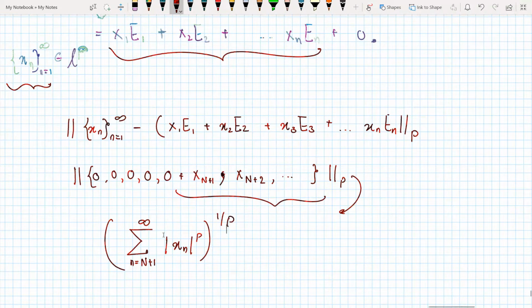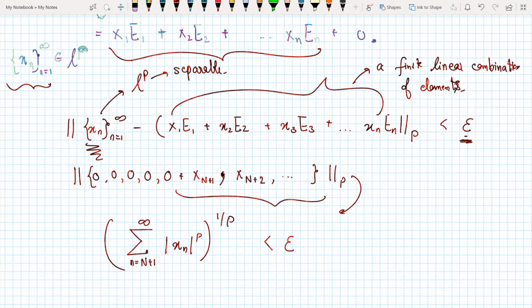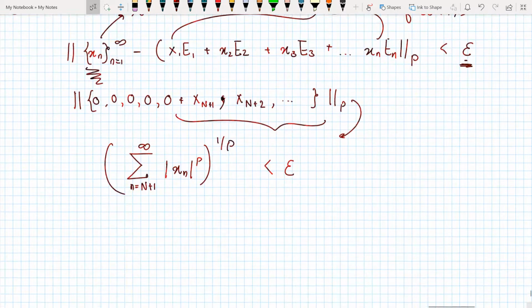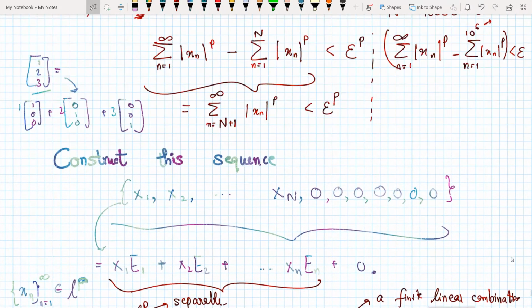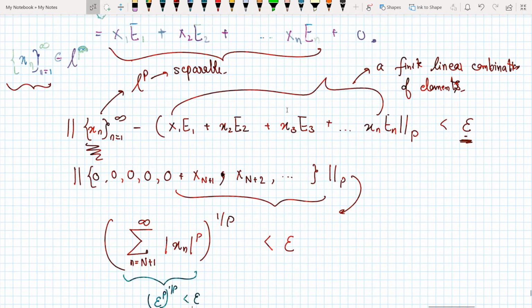But interestingly, this thing here was less than epsilon. Why is it less than epsilon? It is less than epsilon because I know from my calculation above that this quantity is less than epsilon to the power p. So this to the whole 1 by p would be less than epsilon. Where did I get that this was less than epsilon to the power p? If you go just a bit up, we have proved this before. This is less than epsilon to the power p, and if I raise it to the power 1 by p, then it's less than epsilon.